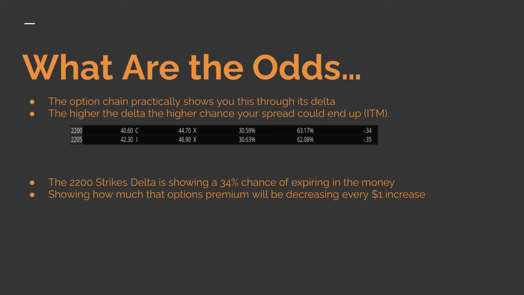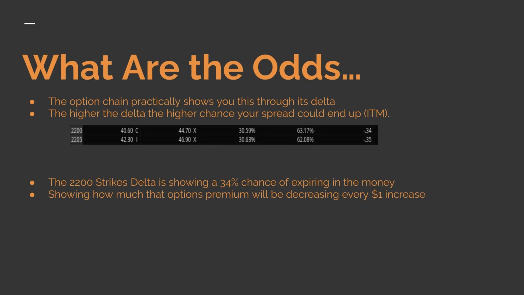So, what are the odds? Like I said in my last slide, the delta shows essentially what the odds are, what odds are in your favor. The higher the delta, the higher chance your spread can end up in the money. Remember that. So always pay attention to the delta. It's going to really tell you what your probabilities are.